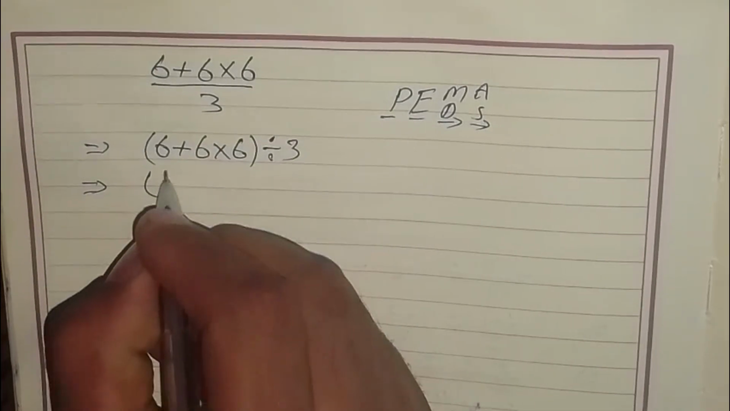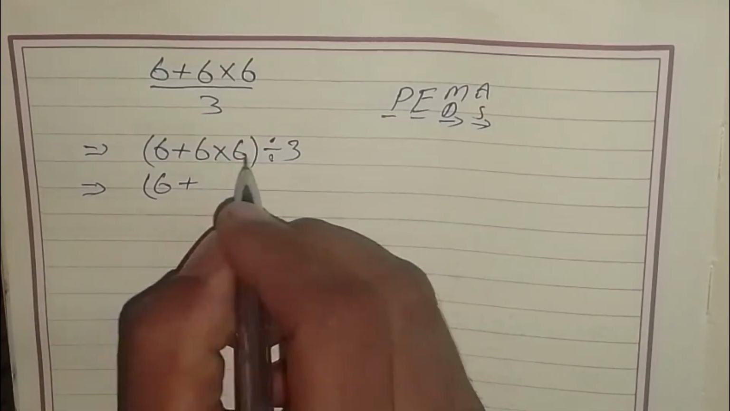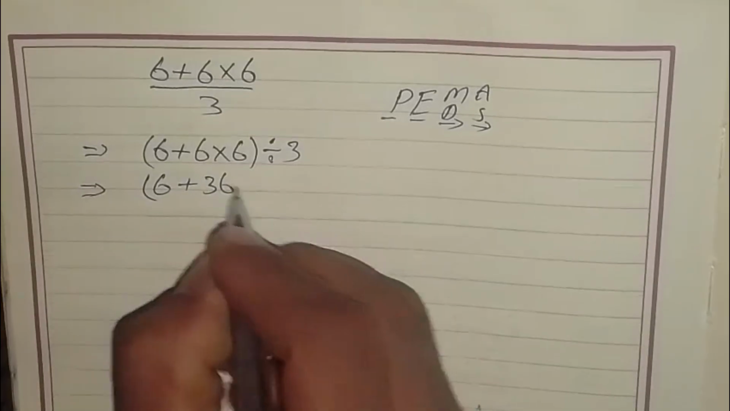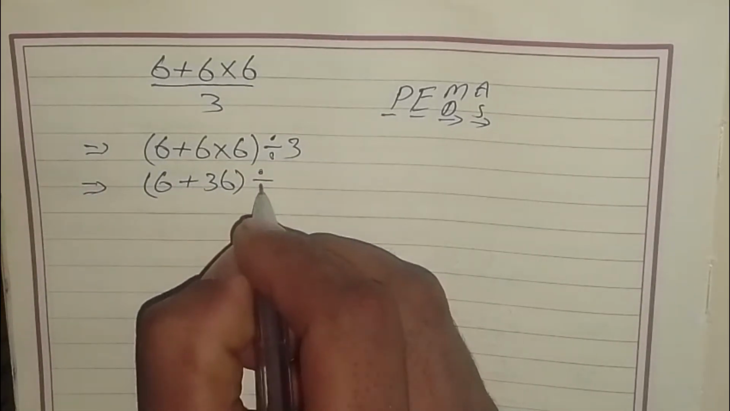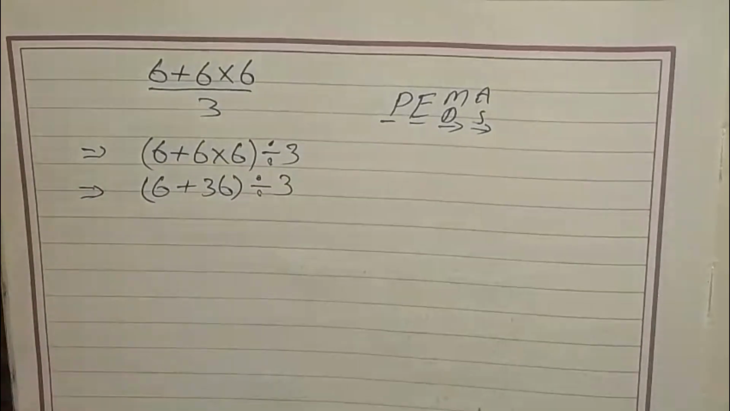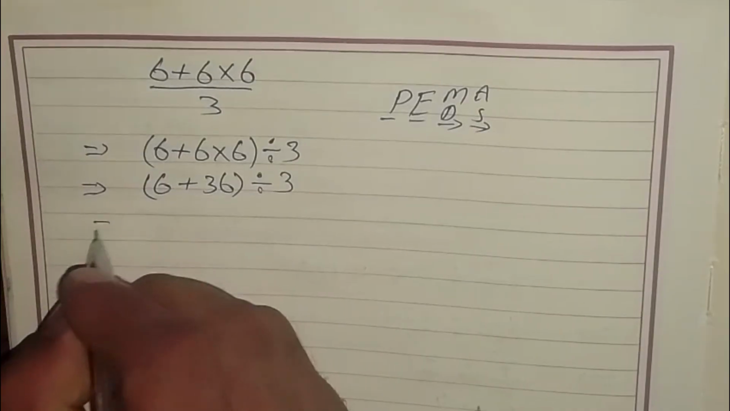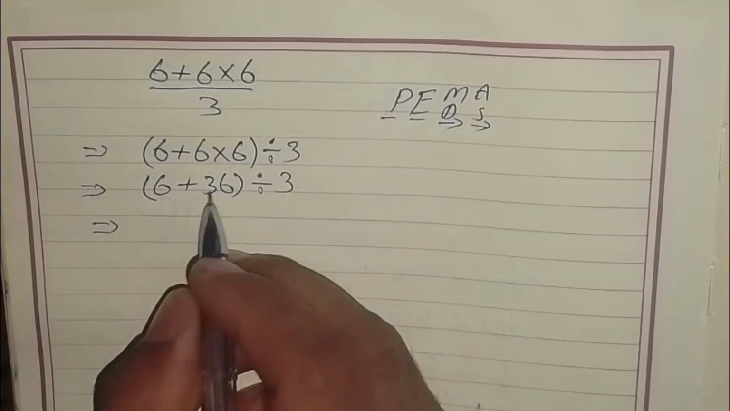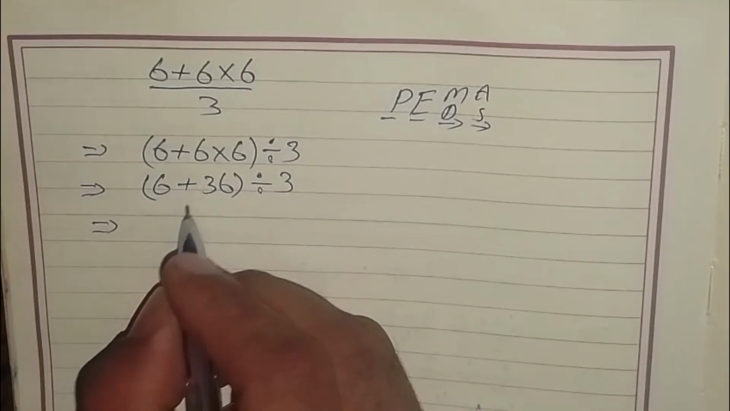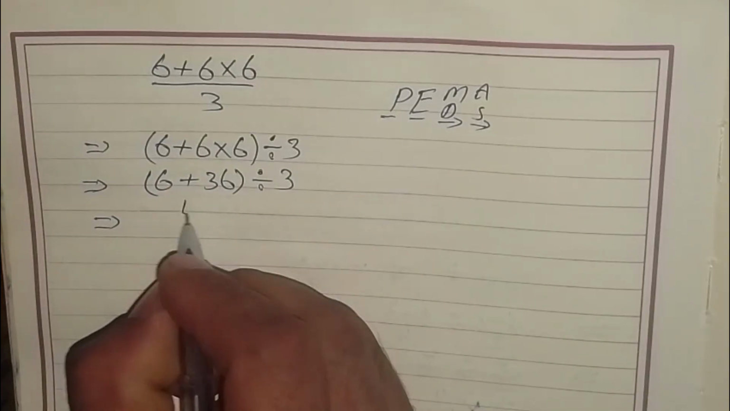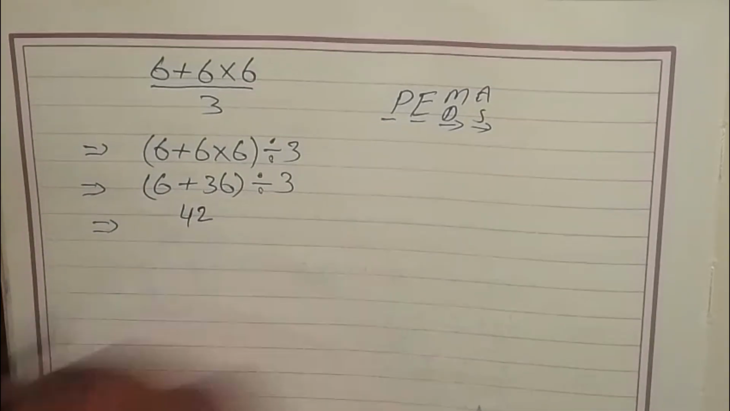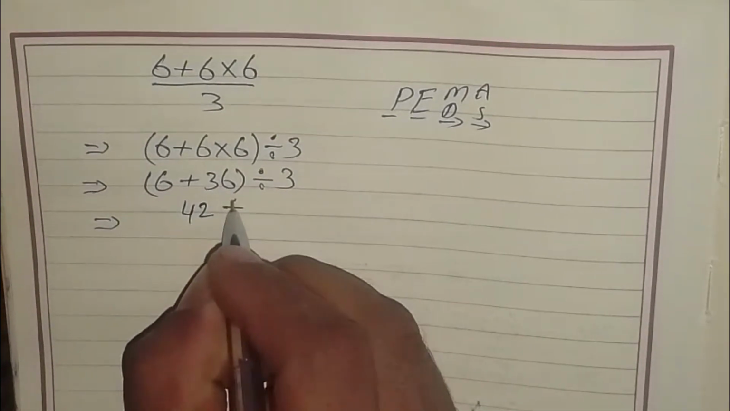parentheses 6 plus 6 times 6 gives us 36, divided by 3. Now 6 plus 36 gives us 42, divided by 3.